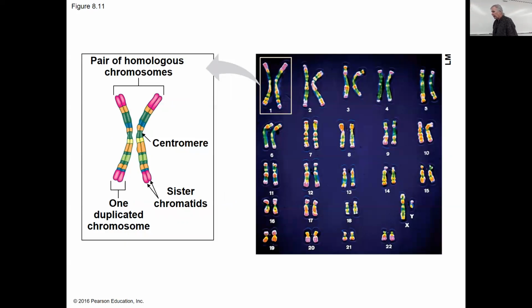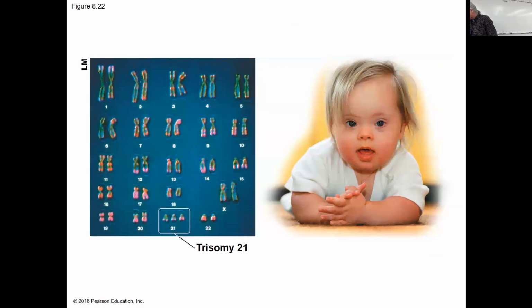So here's a normal karyotype of a male. Remember, here's a karyotype of a person with trisomy 21. There are three 21 chromosomes. See how tiny they are. And this happens to be a female.